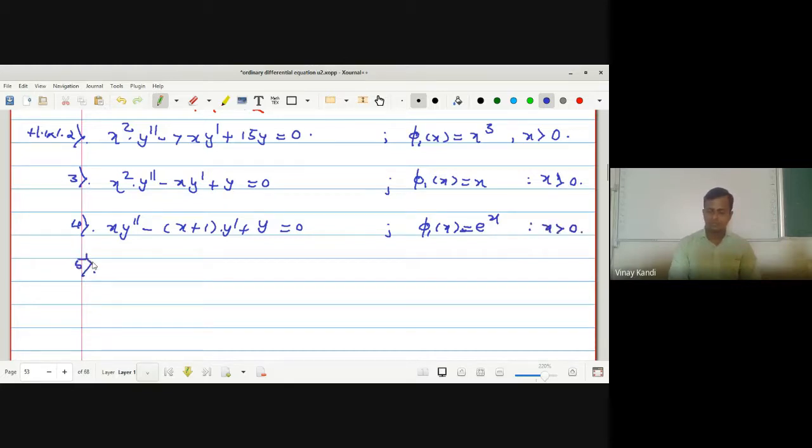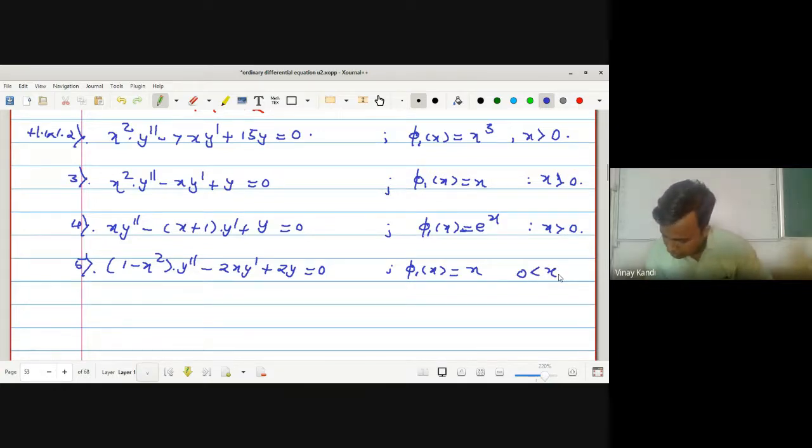Fifth one, 1 minus x square into y double dash minus 2xy dash plus 2y is equal to 0. Given phi 1 of x is x, with x greater than or equal to 0 and less than 1.